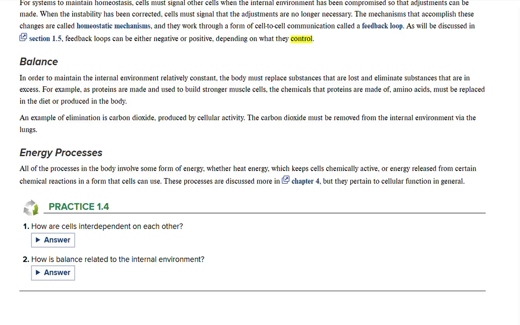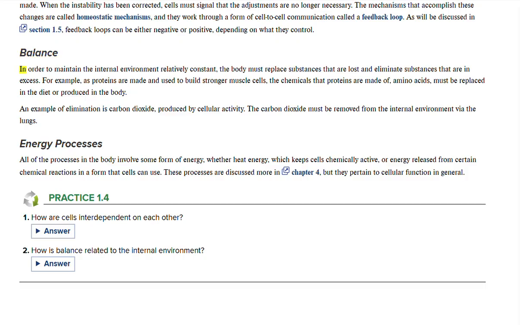what they control. Balance. In order to maintain the internal environment relatively constant, the body must replace substances that are lost and eliminate substances that are in excess. For example, as proteins are made and used to build stronger muscle cells, the chemicals that proteins are made of, amino acids, must be replaced in the diet or produced in the body. An example of elimination is carbon dioxide, produced by cellular activity. The carbon dioxide must be removed from the internal environment via the lungs.